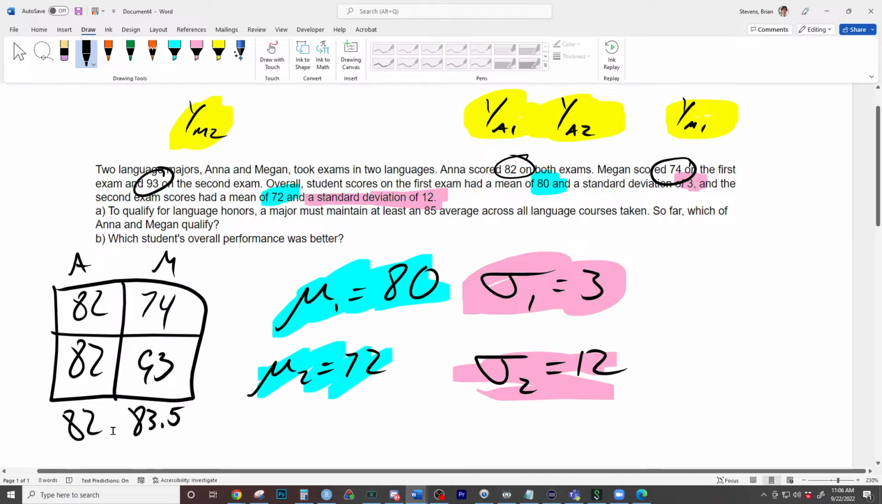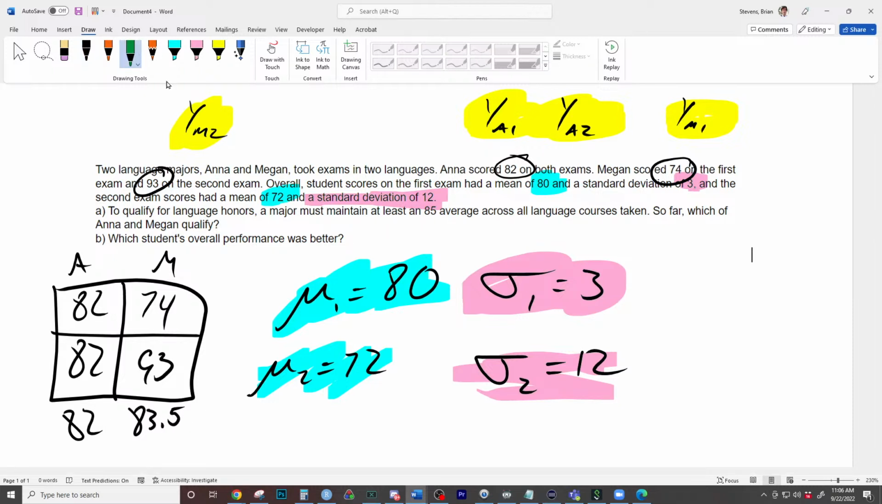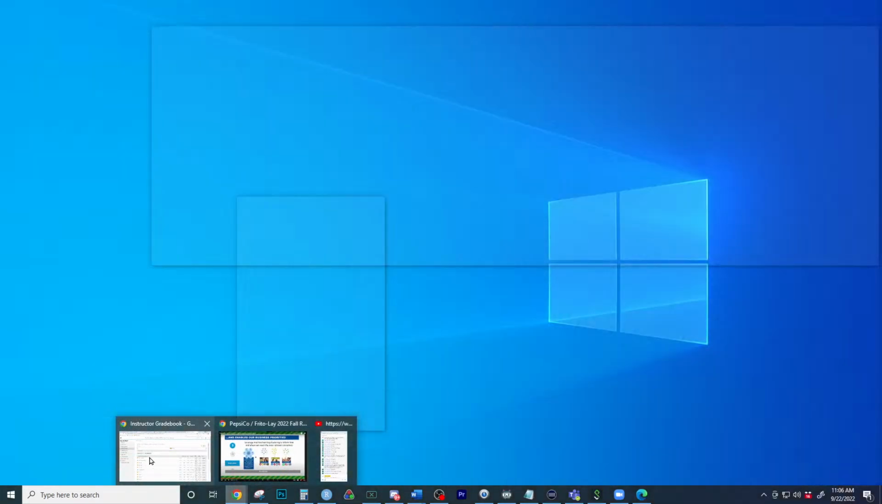The answer is no and no. I'm looking at this right here and evaluating their average. So both those students do not have the required average. But then the question of which student performed better is the tough question right here.